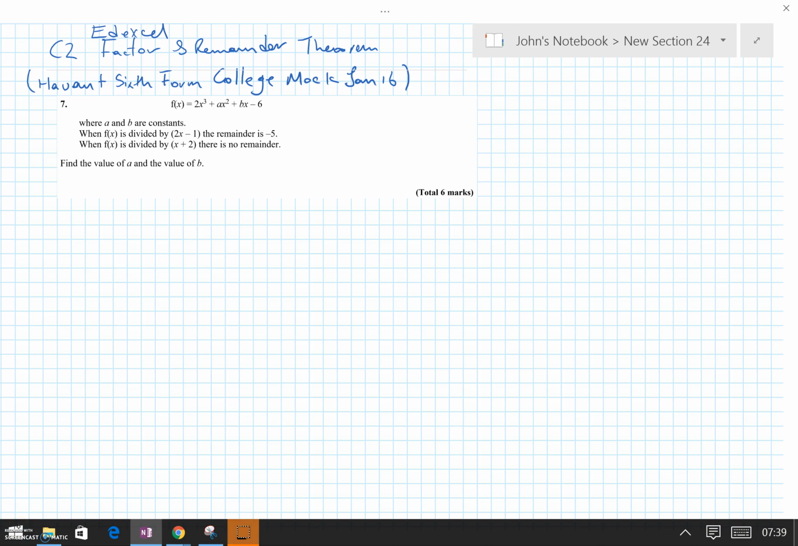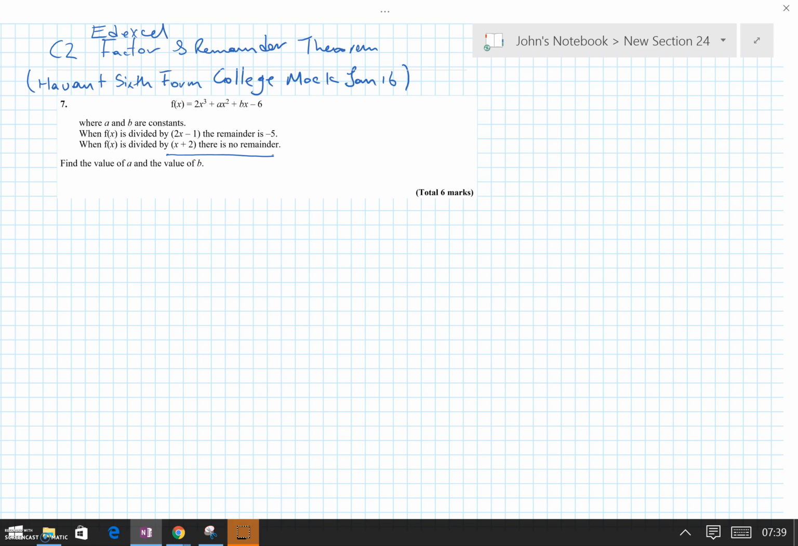Now we have a factor remainder theorem question, which is fairly standard as well. We've got two factors that it's divided by and two different remainders. This here is written in a different way to how it sometimes is. It's saying x plus 2, there is no remainder. You could have easily also said x plus 2 is a factor of f(x), but it didn't here.